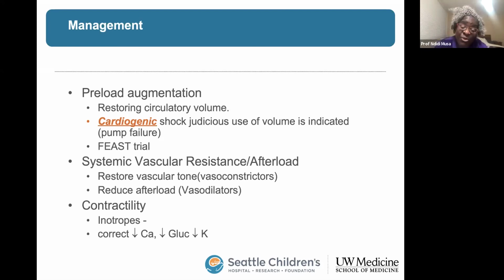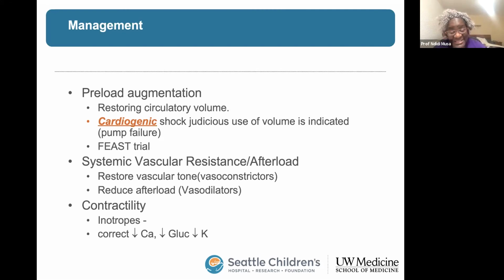Now, as I said again, I want to reiterate the FEAST trial. If you don't know about it, it'd be nice to just go online and get that paper and read about it, because it was a landmark paper with a trial done in Africa. They had a large enrollment and they followed the protocol to the T. And the results were that if you just willy-nilly give volume, you could cause significant morbidity and mortality. But again, you have to define what you are treating before you decide whether this patient needs volume or not.